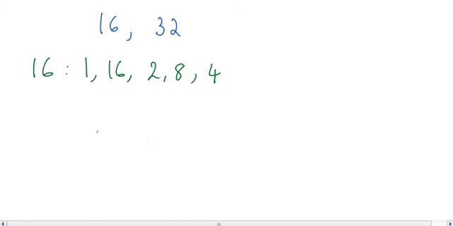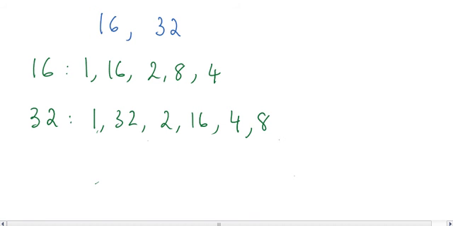The factors of 32 would be 1 and 32, 2 and 16, 4 and 8, and that's it as well. So here, let's go through them. If we order them from smallest to greatest, for 16 we have 1, 2, 4, 8, 16, and for 32 we have 1, 2, 4, 8, 16, 32. So the greatest common factor here would be 16.